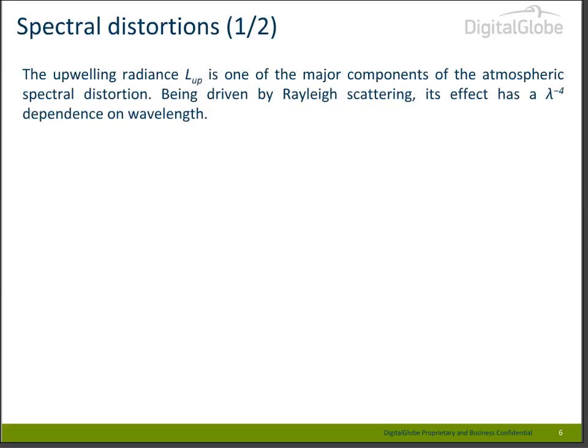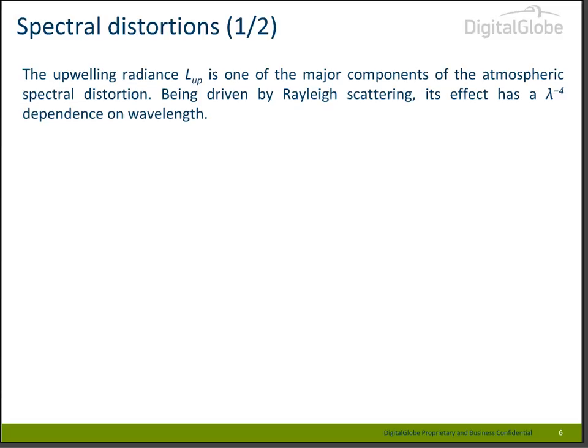This is one of the major components of atmospheric spectral distortion. It is driven by Rayleigh scattering. It has a lambda to the power of -4 dependence on the wavelength. That means that shorter wavelengths, such as the coastal or blue band, are more affected by Rayleigh scattering than other bands, such as, for example, near infrared 1 or 2.